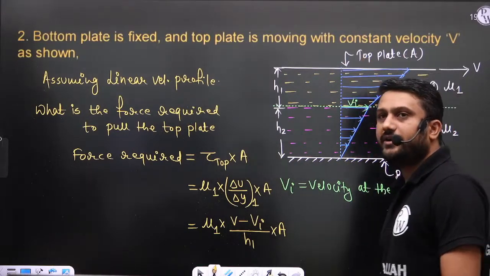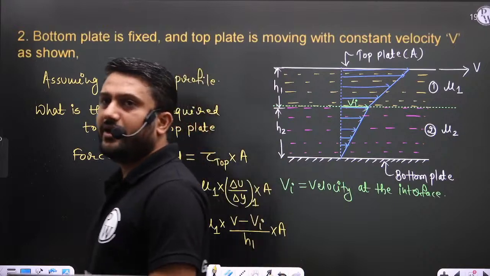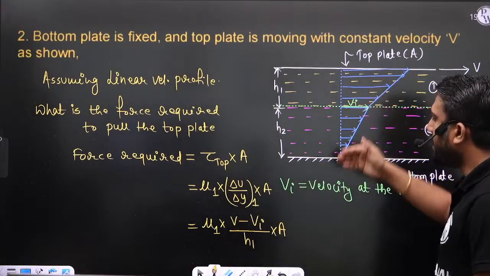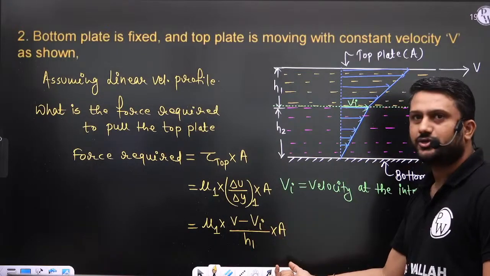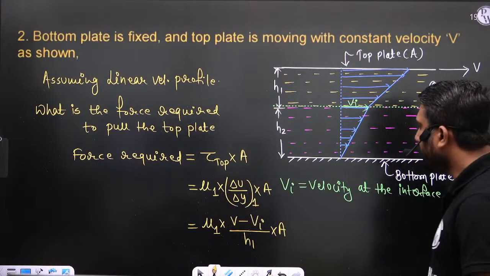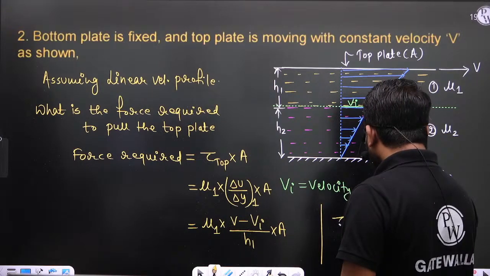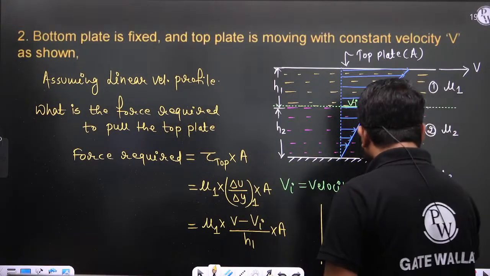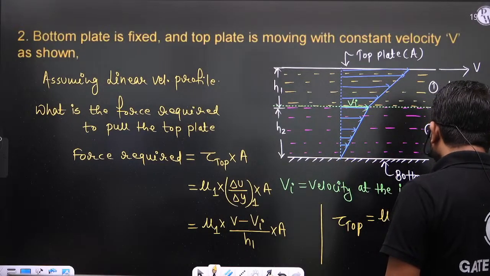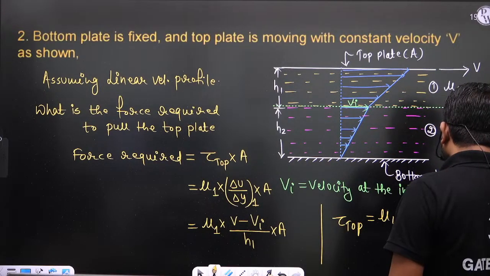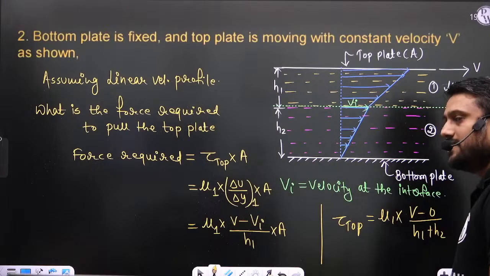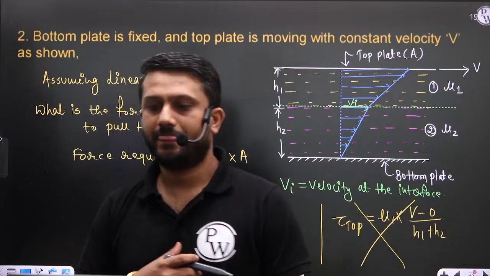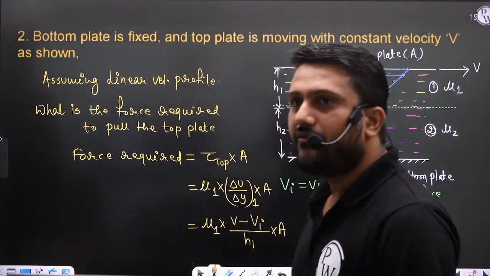Is it clear to everyone? Right? Don't write v minus 0 divided by h1 plus h2. Most of the students make mistake here. If I ask you what is the shear stress experienced by the top plate, they write, sir, it is mu1 multiplied by v minus 0 divided by h1 plus h2, right, like this. This is absolutely wrong, beta. Is it clear to everyone why it is wrong?